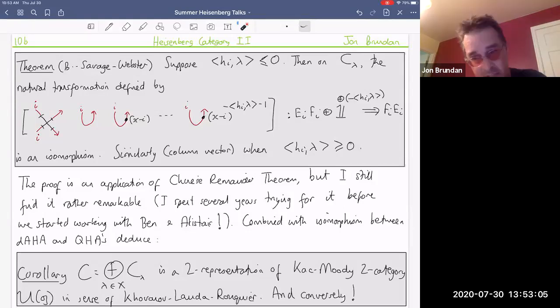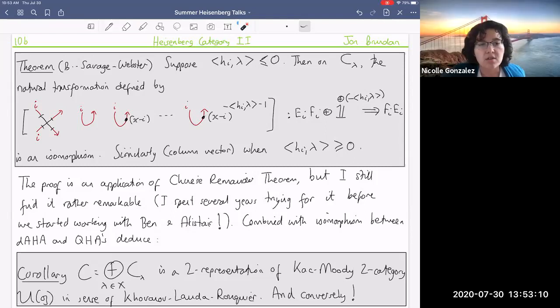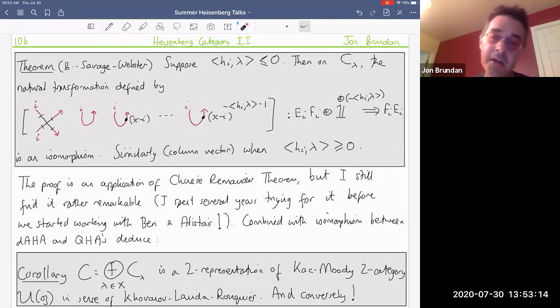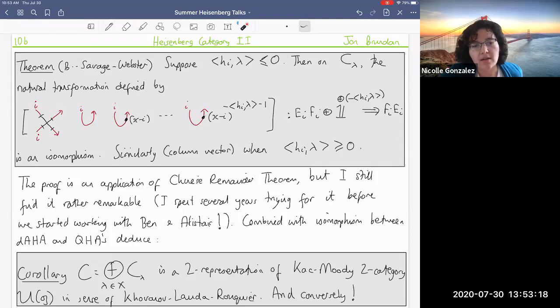So this is very, very nice because it says as soon as you have... Sorry, Chio has a question in the chat. He's asking about the Heisenberg category. Well, let's just read it. So does the Heisenberg category inherit the grading from the KLR 2-category via this theorem?